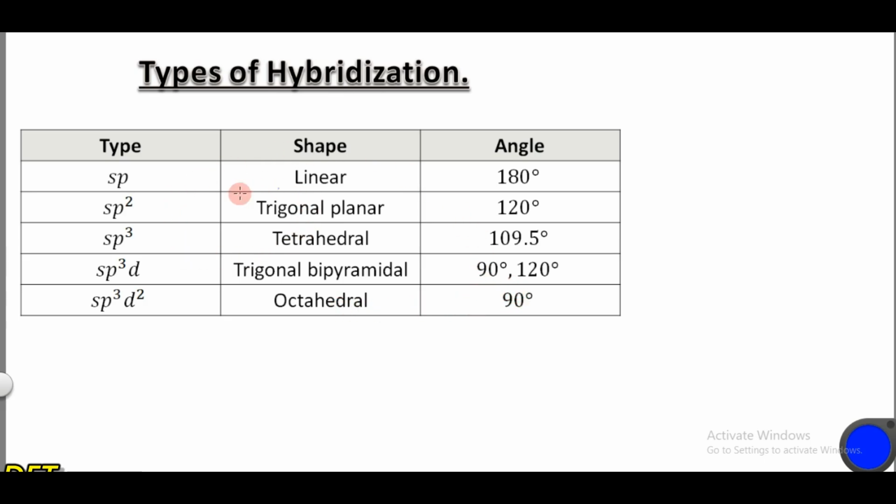So all this is very important information. It can be asked in an exam. What is the shape of sp2 hybridization? It is trigonal planar and the bond angle is what, 120 degrees.